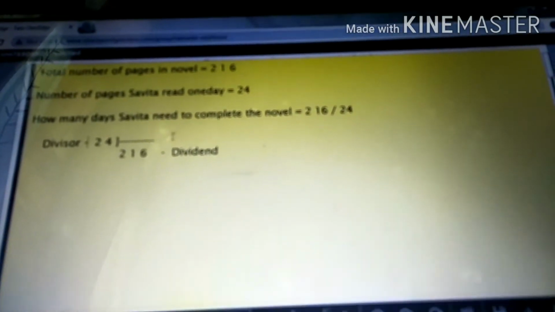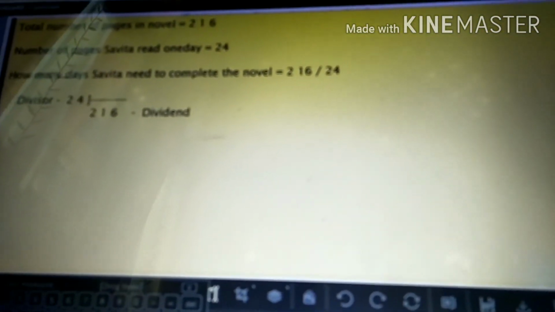Therefore, 216 divided by 24. So I take the numbers like this: 216 divided by 24. I draw two lines enclosing the dividend 216. Then write the divisor 24 on the left. Now start looking at the dividend.